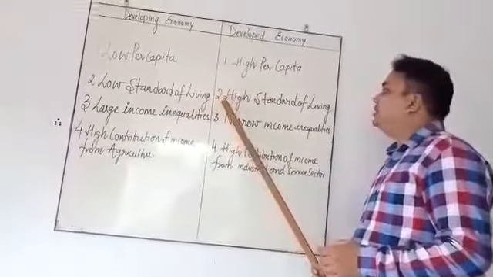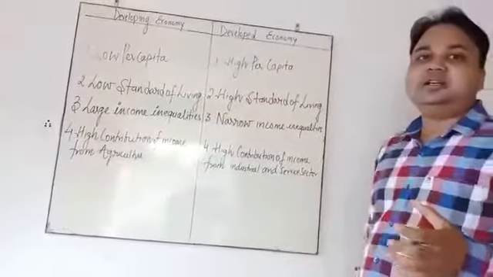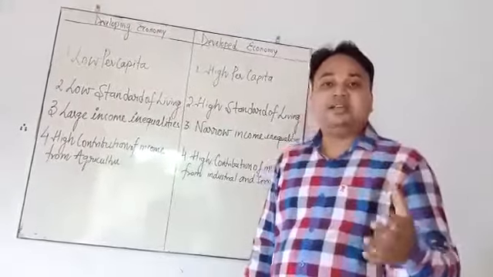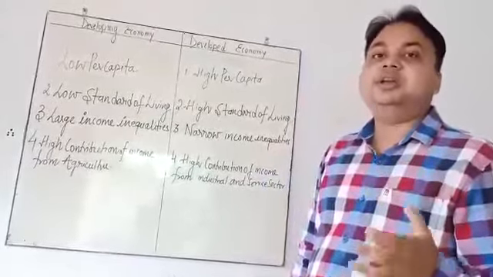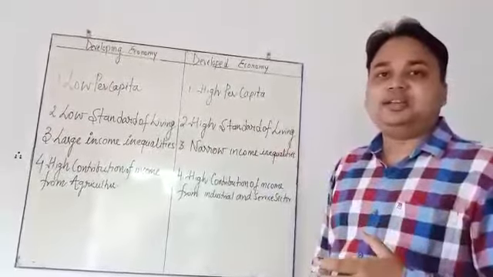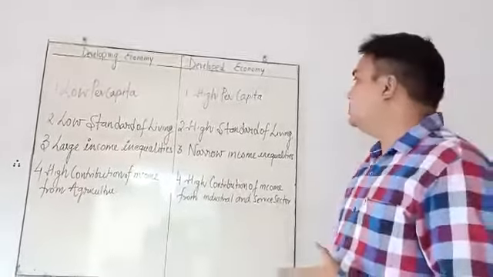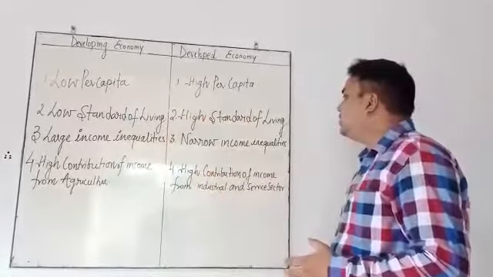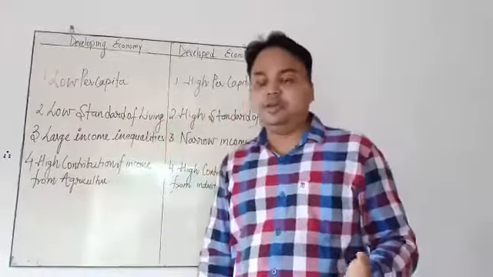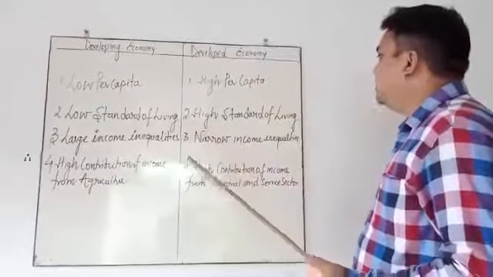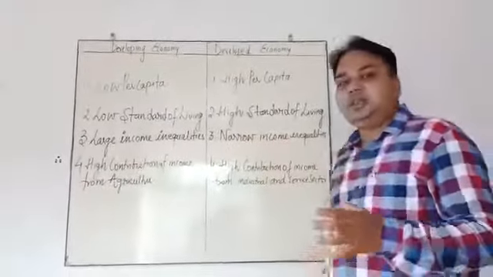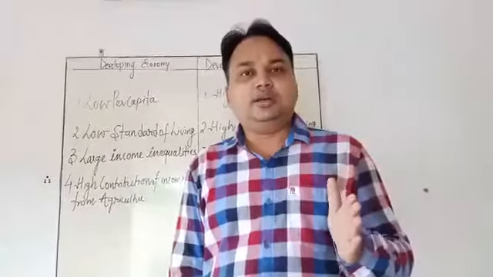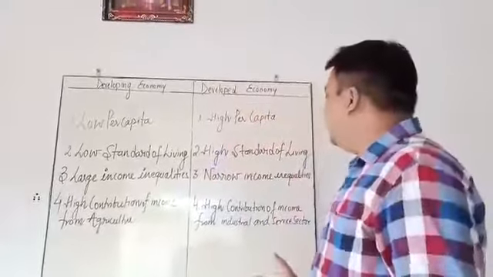Now, the second point, the high standard of living. What is the high standard of living? High standard of living means that in developed country, the facility of health, the facility of education and sanitation, whatever the facility, they get very well. So that is why there is a high standard of living. Now, third point is income inequality. In this type of economy, there are very narrow income inequalities. It means that in this type of economy, the income distribution is very equal. So you cannot say that there is income inequality.